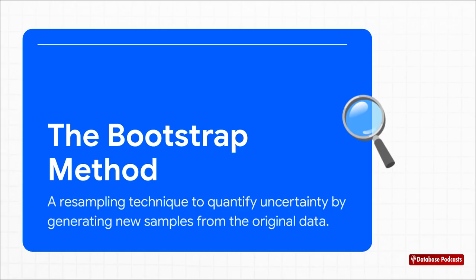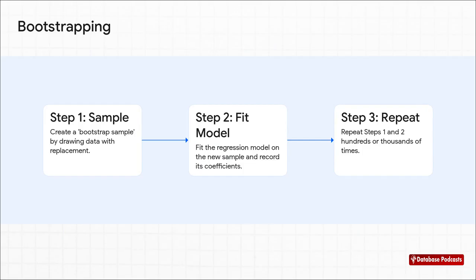The big idea here is actually pretty simple. It asks, what if we could just pretend to collect new data sets over and over again? Well, bootstrapping lets us do exactly that. It's a way of resampling from the data we already have to see how much our estimates would bounce around. It's a fantastic way to measure uncertainty without ever leaving your computer. And here's how it works. It's actually a pretty straightforward process.